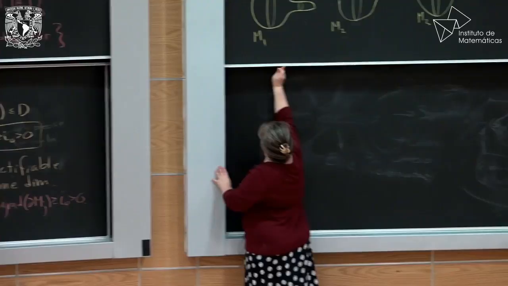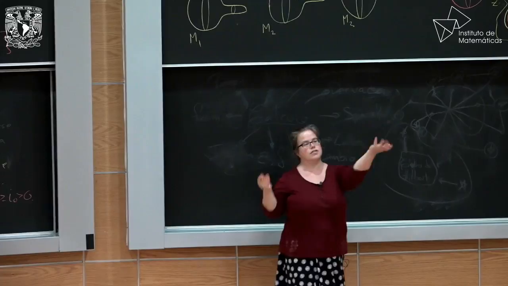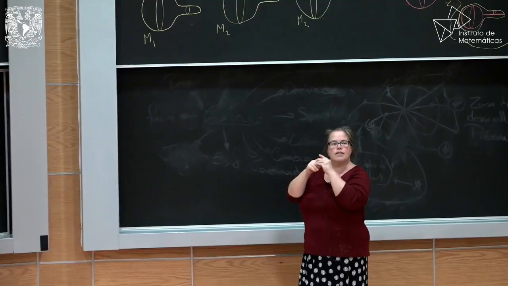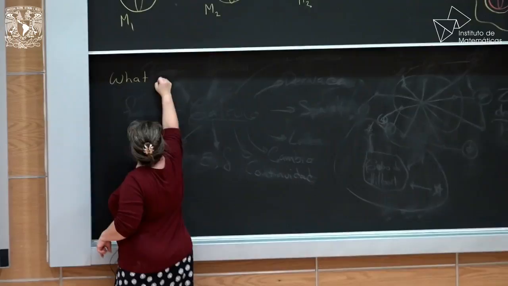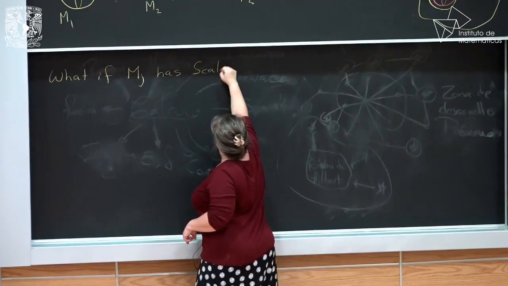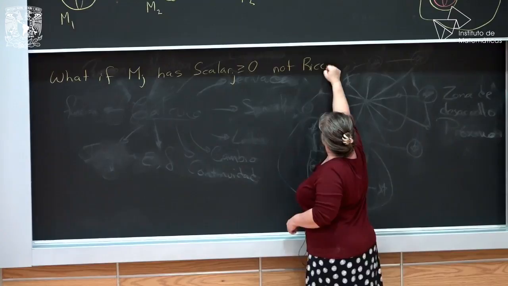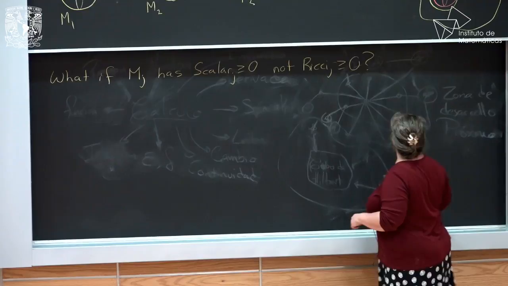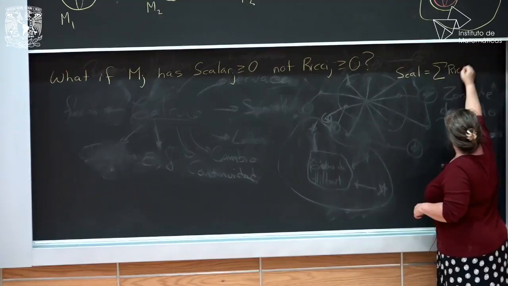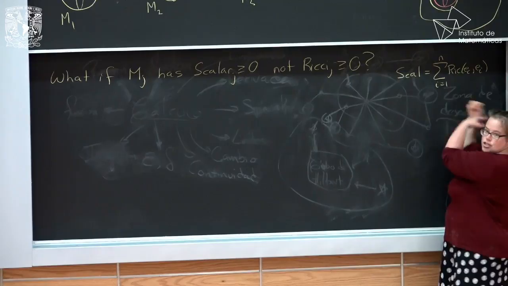So you might say that the Lipschitz convergence was designed for sectional curvature, and the Gromov-Hausdorff was designed for Ricci curvature. And then if you only have a scalar curvature bound, what can you do? So what if M_j has scalar curvature greater than or equal to 0, not Ricci greater than or equal to 0? The scalar curvature is the trace of the Ricci. So saying scalar greater than or equal to zero is much weaker than Ricci greater than or equal to zero. So what if you have only that?